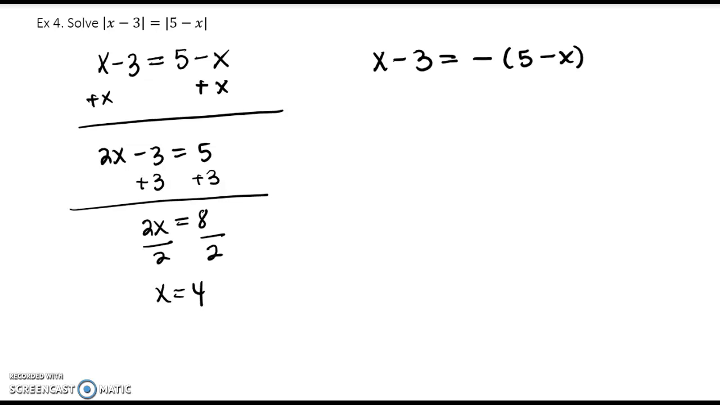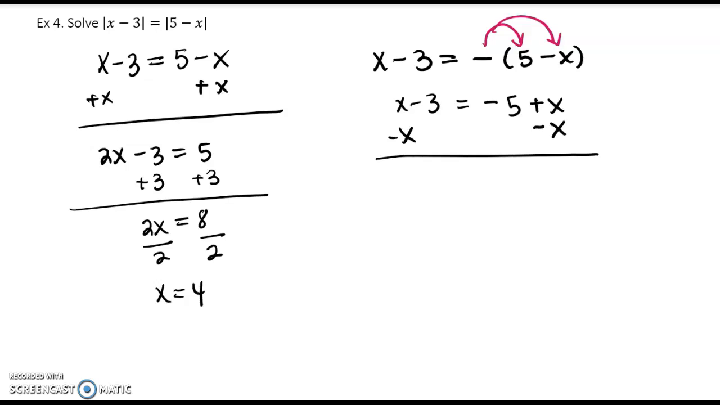And then we're going to go ahead and move on to the other side. You have to distribute that negative. So I get negative 5 plus x. And then I'm going to go ahead and subtract x from the other side. And notice that they actually cancel out on both sides. So we're left with negative 3 equals negative 5. So is that true? No, it's not true. So this would just not be a solution, and the first one would be our only solution.